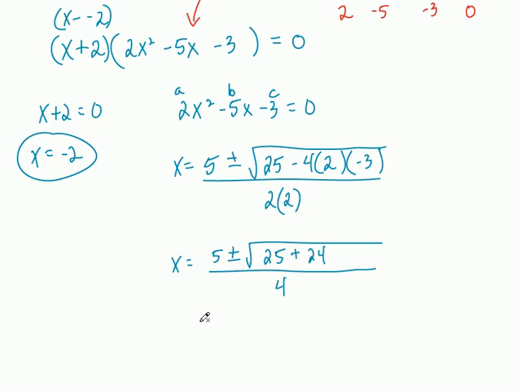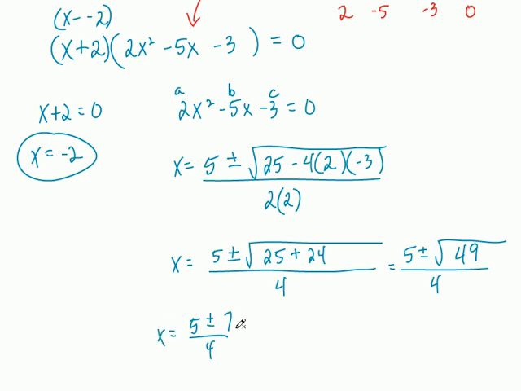Let's simplify this a little bit. Let's work over this way. 5 plus or minus square root. This was nice of him, wasn't it? It kind of came out kind of nice, because 25 plus 24 is what? 49. Why was that nice? Because I can, yeah, exactly. I can take the square root of 49, which is 7, and that's over 4.